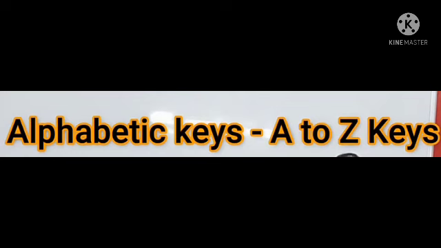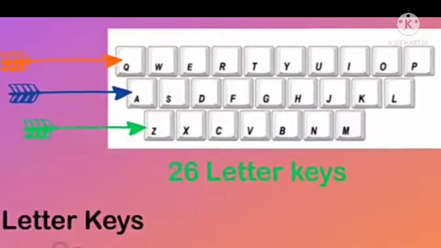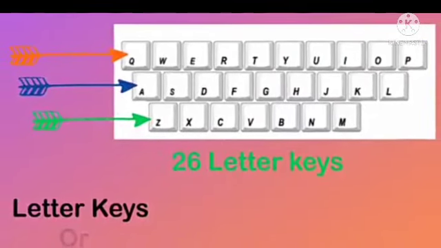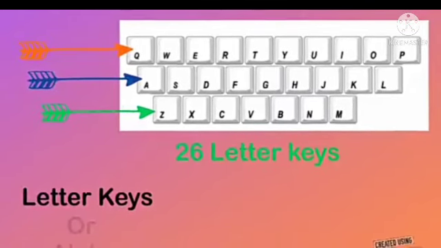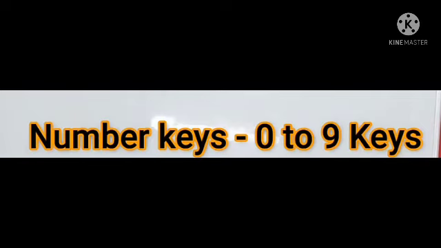First is alphabet keys or letter keys. Children, everyone knows that English has 26 alphabets. It starts from A to Z. In a keyboard, you can type the letters in capital and in small letters, that is A to Z.